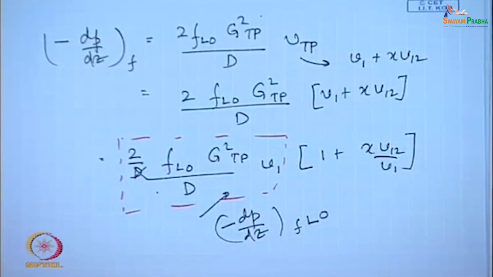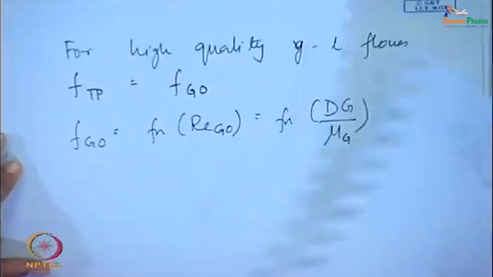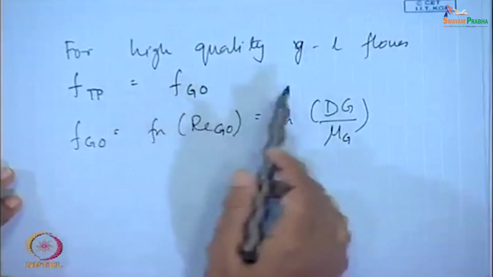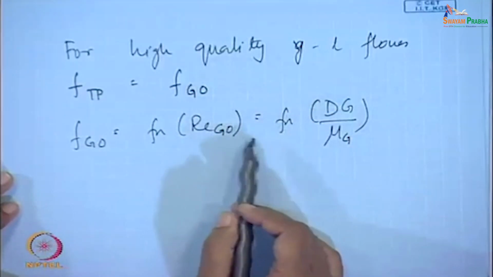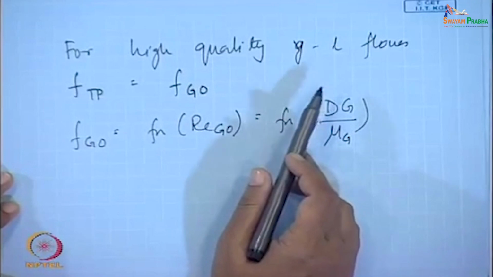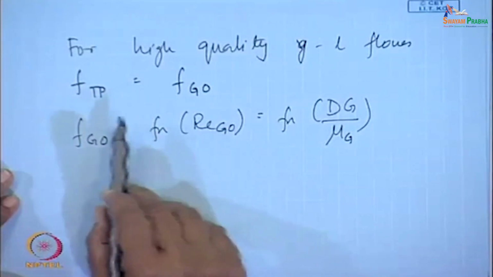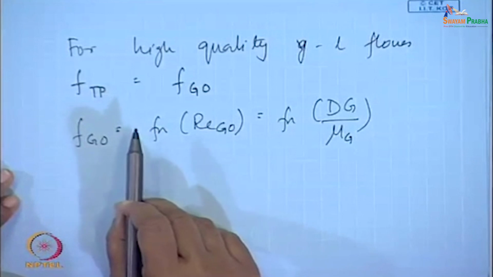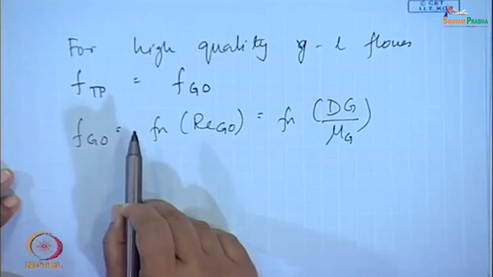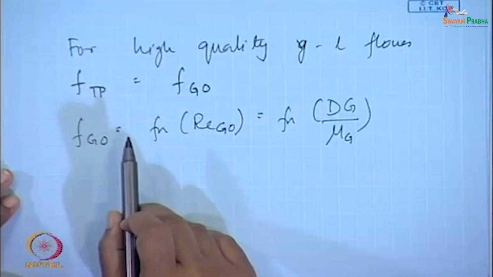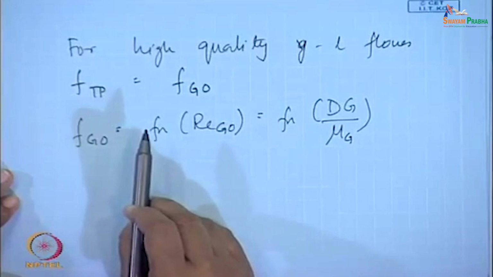In the same way, if you take the other expression which we had derived for gas only, for high quality gas liquid flows, again we find that if we extrapolate it, then we cannot obtain the situation for x equal to 0, or for only liquid flow. So, therefore, there is a gross limitation in assuming FTP as FGO or FTP as FLO. We can do it under very restricted conditions, and therefore, we cannot rely on it as a generalized situation.